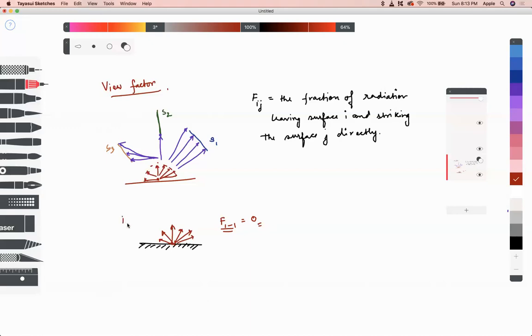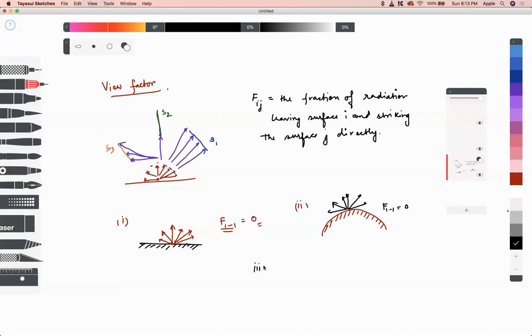This is one of the standard cases. The second standard case that we can consider is that of a convex one. So in this case, again, you can see all the radiation leaving the surface is never going to strike back the same surface. So here also the view factor from 1 to 1 will be 0.